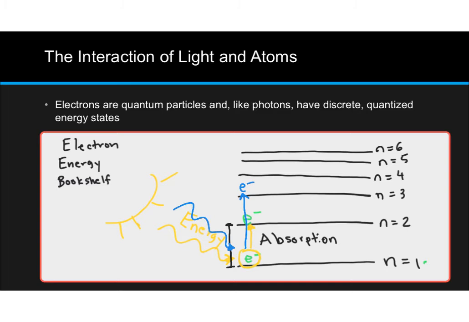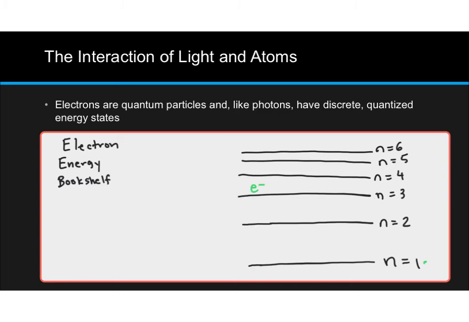Absorption is a process that requires just the right amount, not too much, not too little, but just the Goldilocks amount of energy supplied from light and absorbed by an electron to get it to move from one energy shelf to another along this bookshelf.